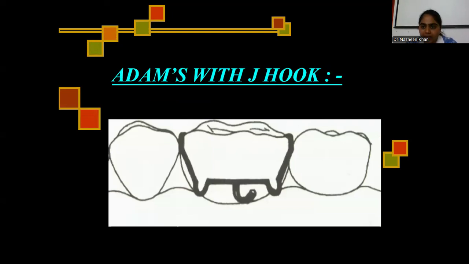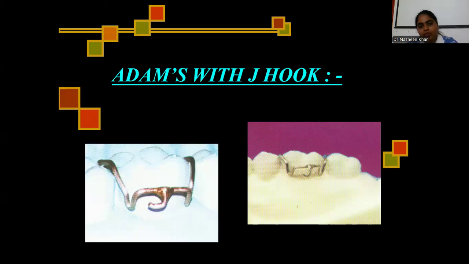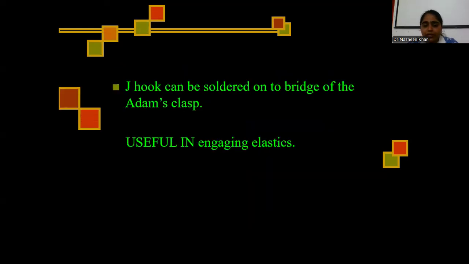This is the Adams clasp modification with J hook. The J hook is incorporated in the Adams clasp bridge. The J hook can be soldered on the bridge of the Adams clasp. Useful in engaging elastic. Basically, we solder this J hook so that if we have to deliver an intermaxillary elastic to the patient, you can engage this elastic with the J.